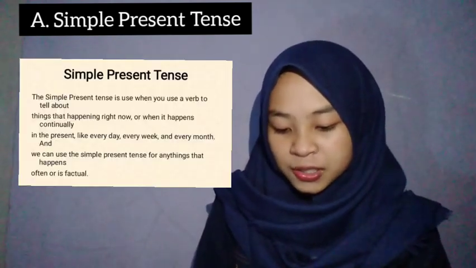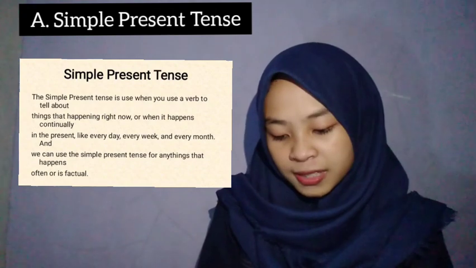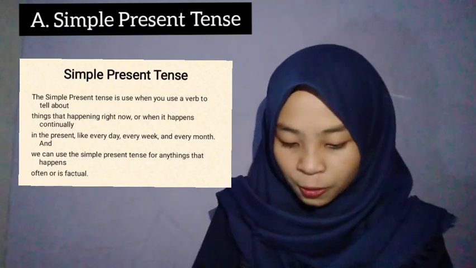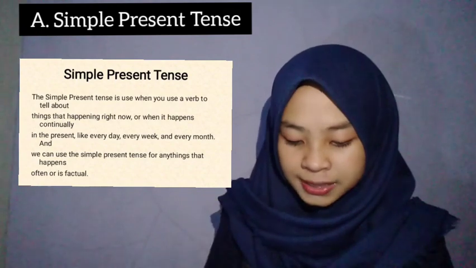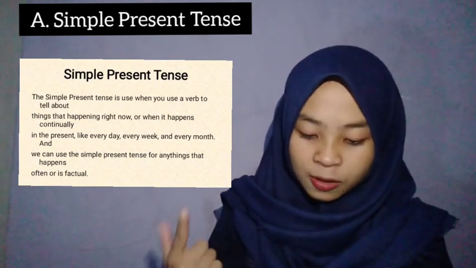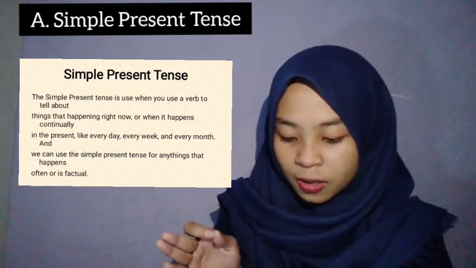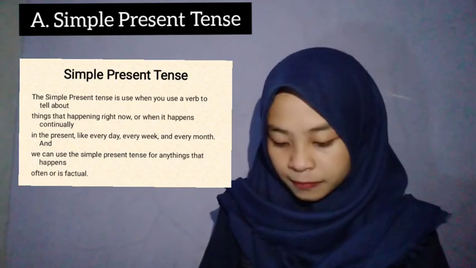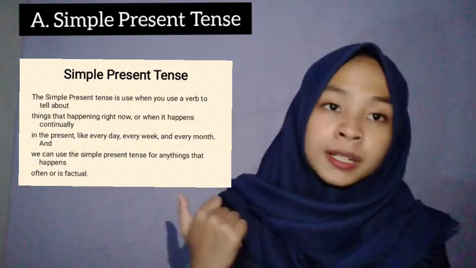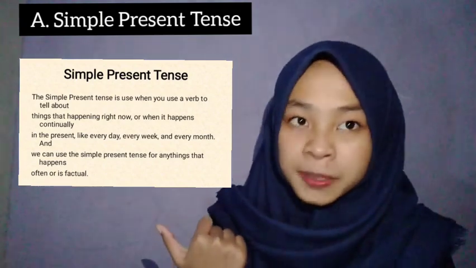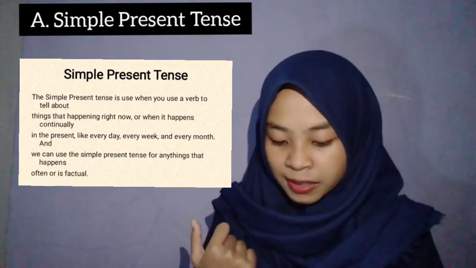And the next part of this is tenses. So what is tenses? Simple present tense. Simple present tense is used when you use a verb to tell about things that are happening right now, or when it happens continually in the present, like every day, every week, or every month. We use the simple present tense for anything that happens often or is factual. So the key words are happening right now, continually in the present, and factual. That's the simple present tense.